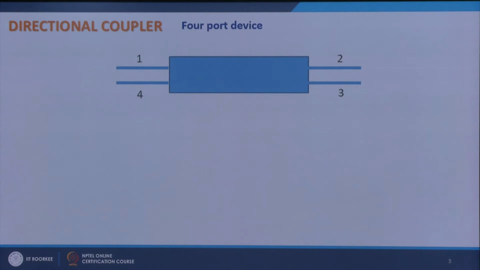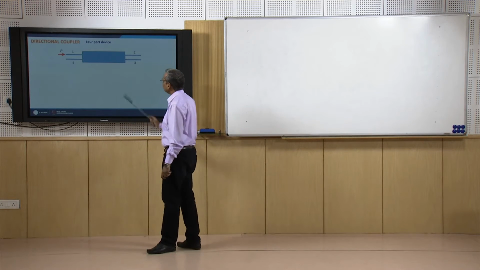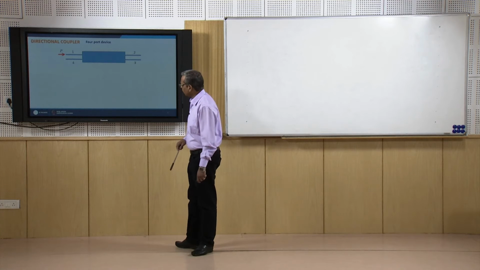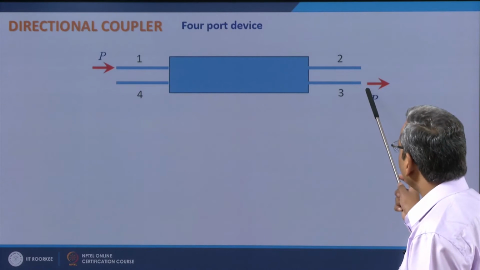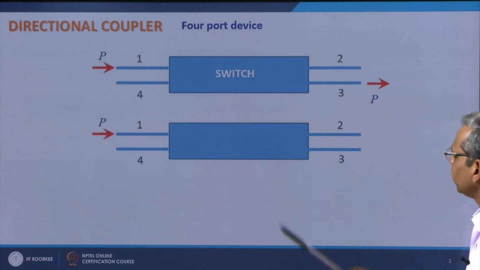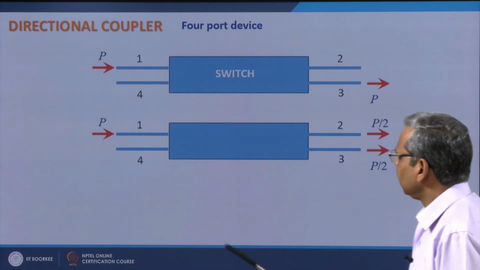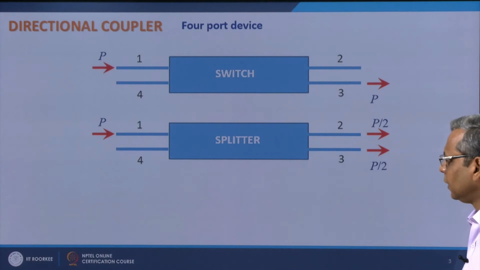What can we have using this? Well, if we launch power P in port 1, depending upon the parameters of this device or this component, the entire power may come out of port 3. Then it is basically a switch. You are switching power from port 1 to port 3. It may also happen that if you launch power in port 1, then 50% power comes out of port 2 and 50% out of port 3, then it is a power splitter. Or you can have a desired ratio of power here.